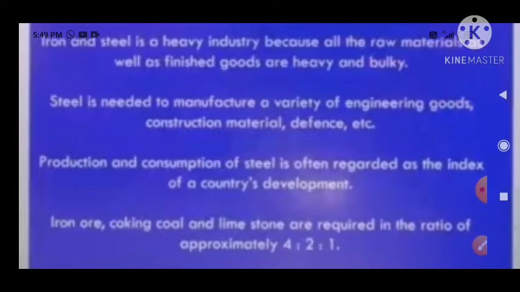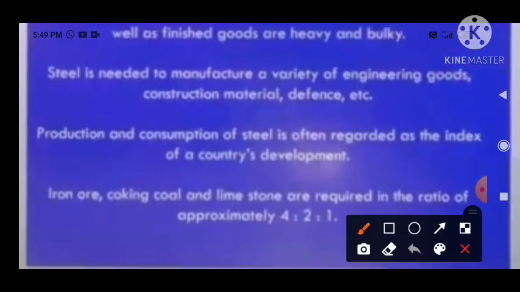Whenever exams ask what we can say is the index of a country's development, it is the production and consumption of steel. Iron ore, coking coal, and limestone are required in a ratio of approximately 4 to 1. These are the raw materials of iron and steel.